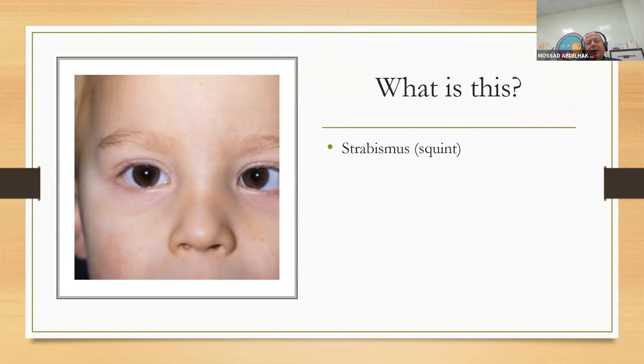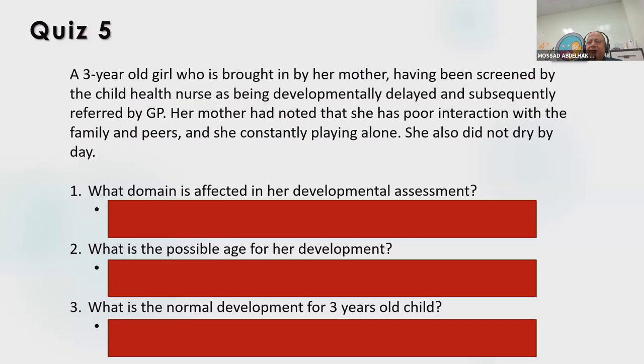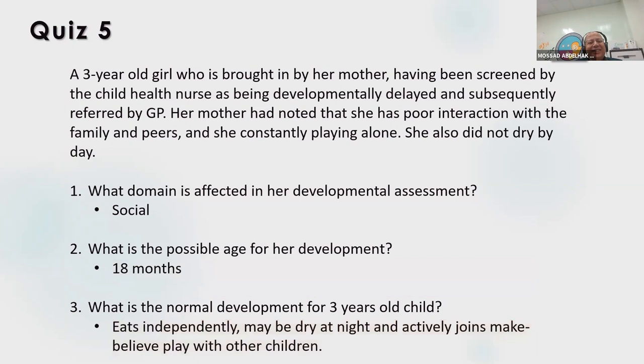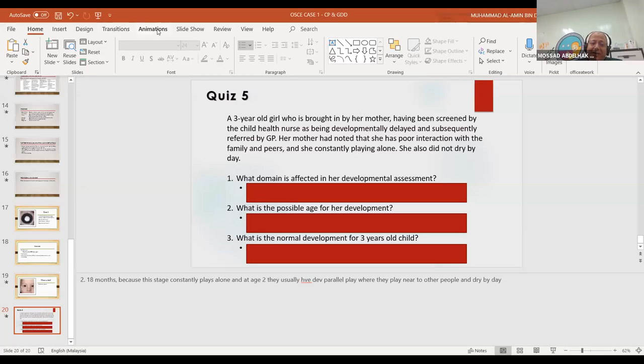Is this the last one? Yes, this one is the last one. Enough for me. I think you can read the quiz. I have 10 minutes only to break. How many quiz? Is it only one? Another four quiz. Okay. I can leave you to discuss it together.